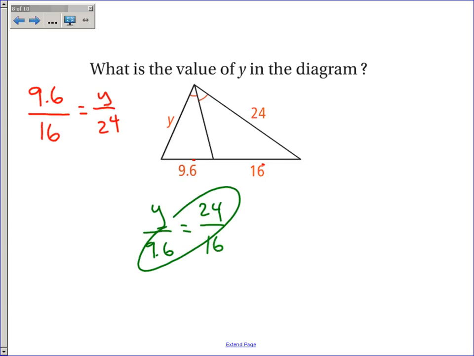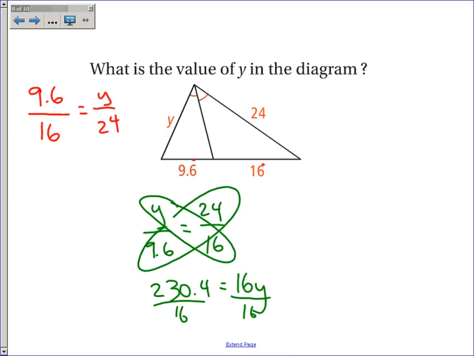9.6 times 24 is 230.4, which is equal to 16y. I will divide both sides by 16. And y is equal to 14.4.